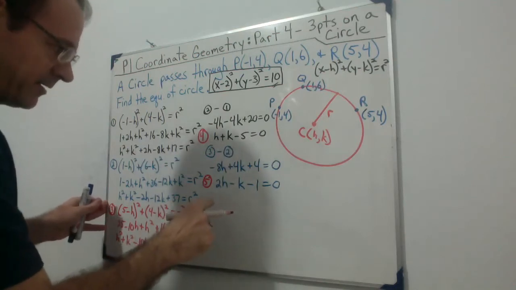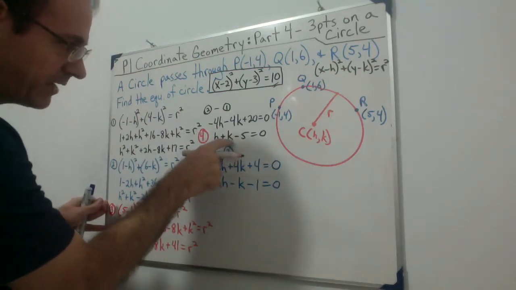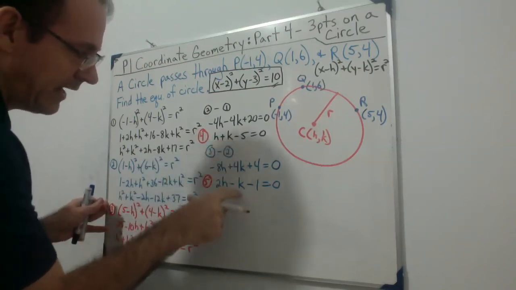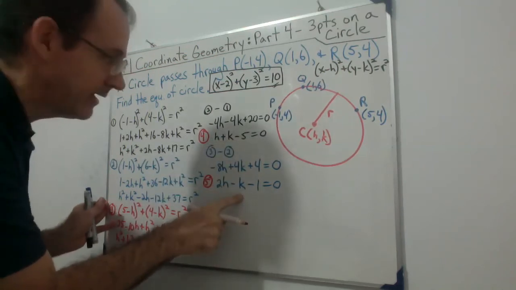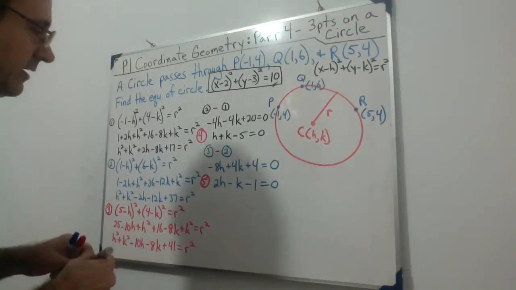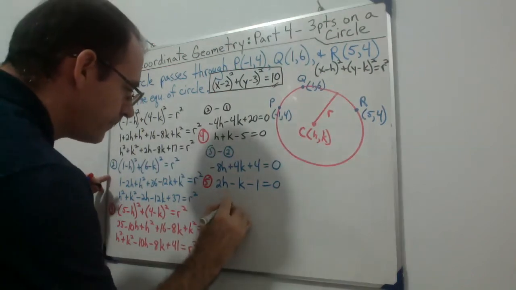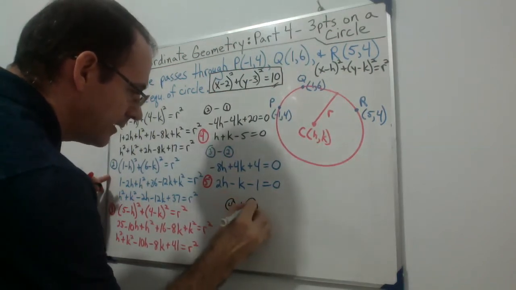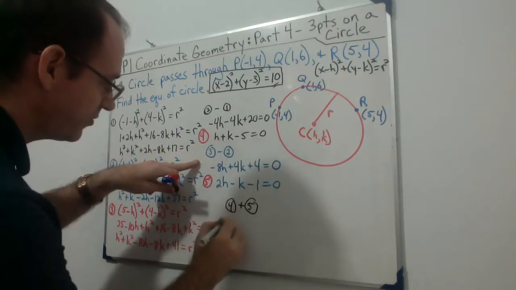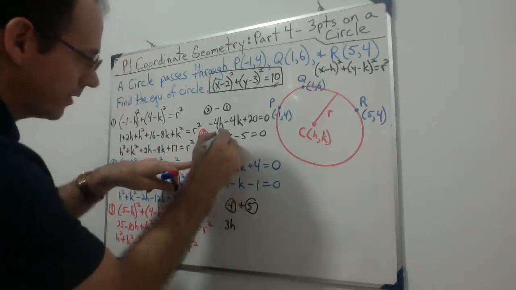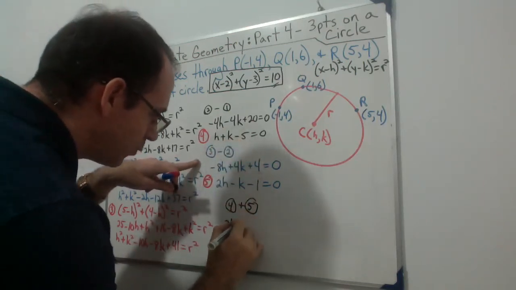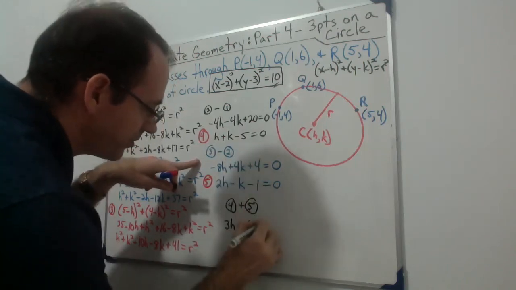Now, in order to make the k's cancel, because the h's have different coefficients, we can make the k's cancel by simply adding a 1 and a negative 1. So now we're going to take equation 4 and add it to equation 5. And when we do that, we get h plus 2h is 3h. Positive k plus a negative k cancels out. Negative 5 plus a negative 1 is a negative 6. And 0 plus 0 is 0.